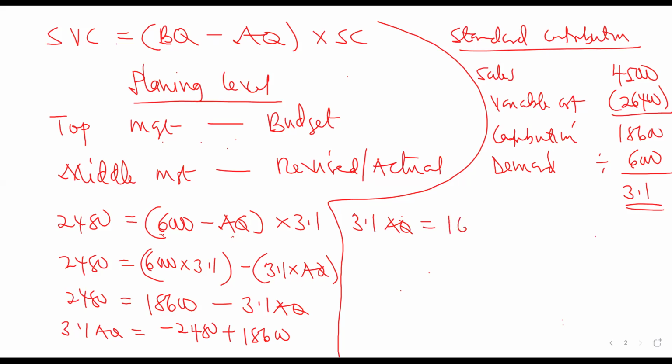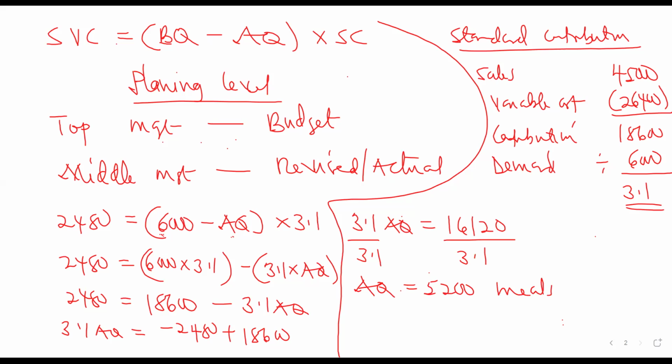I'm having 16,120, divided by AQ is equal to 5,200. So we need to have 5,000 mils. This is how it's supposed to be. What is it supposed to be? It's supposed to be adverse. The adverse is supposed to be lower than the budgeted.